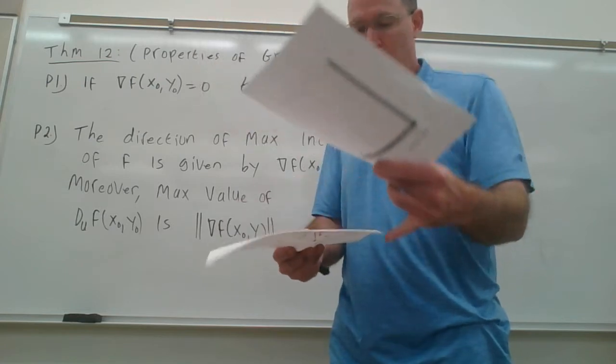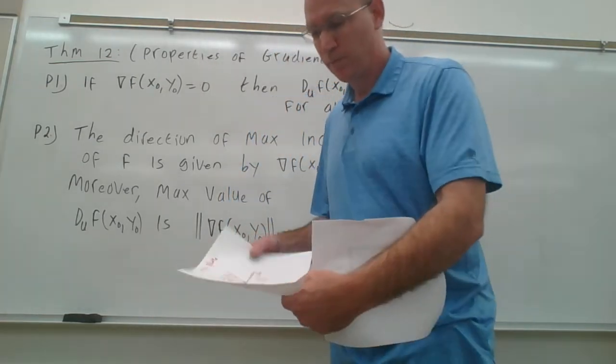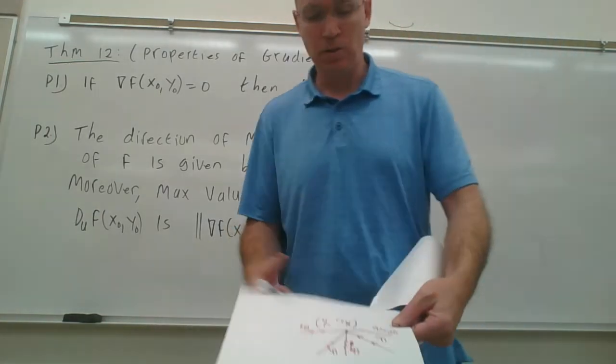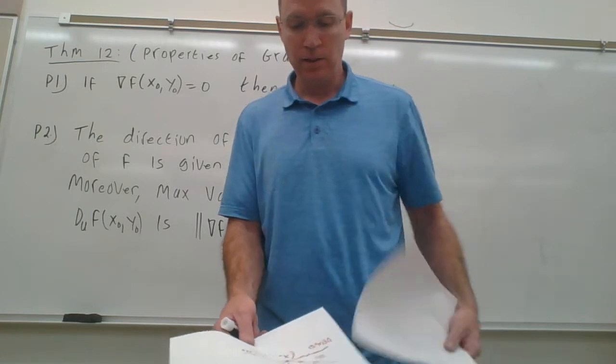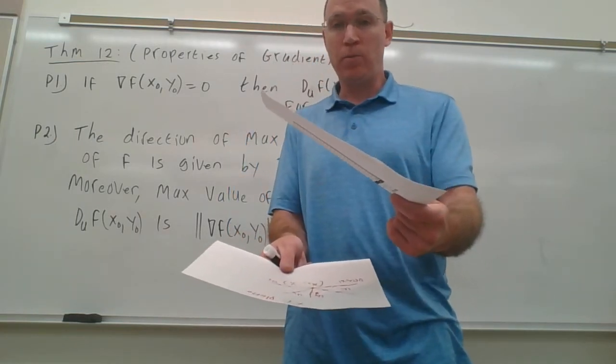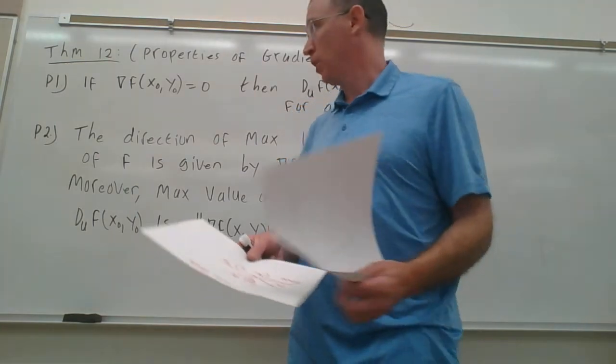So therefore, my gradient should be pointing in that direction in the xy plane. So it'll go like this, I guess. You can see then the gradient would be pointing in a direction where you'd increase on your surface the quickest. Okay, so that's what property 2 is saying.